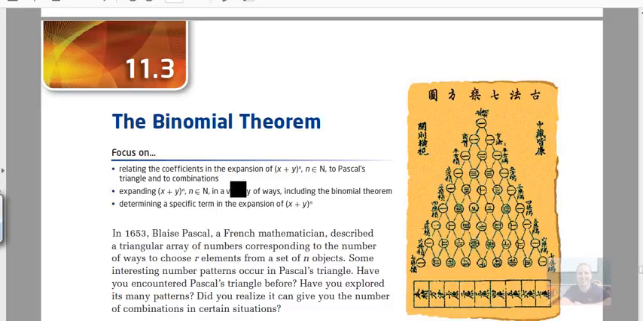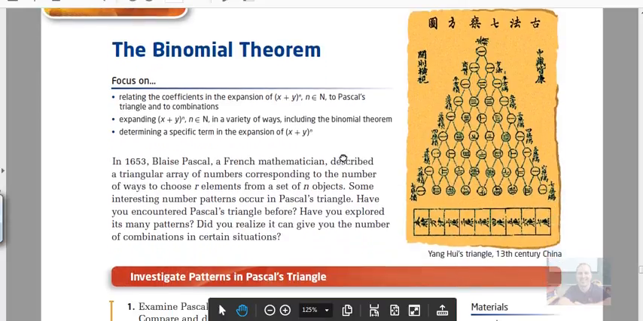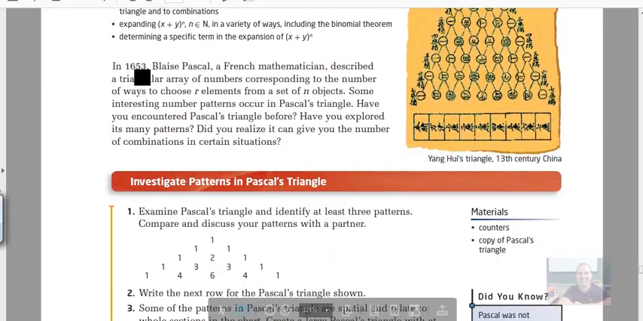But the neat thing about this section is they're identifying to you a shortcut. Now this has been around a long time. It's called Pascal's triangle. This is different. This is someone else's triangle, but Blaise Pascal is who it's named after. And we'll just read a little bit here. In 1653, Pascal, a French mathematician, described a triangular array of numbers corresponding to the number of ways to choose r elements from a set of n objects.